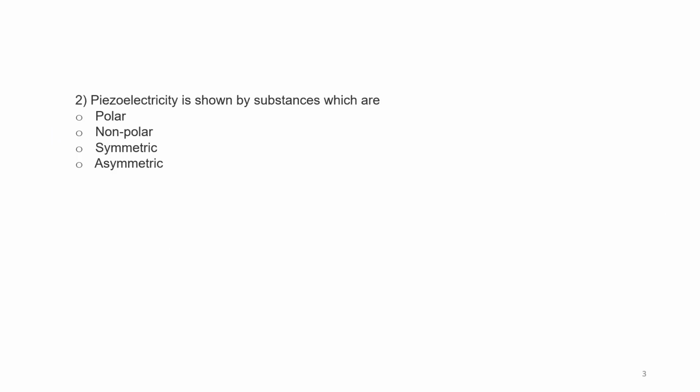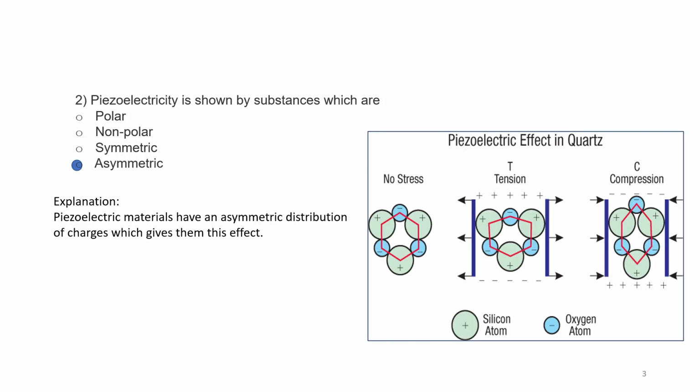Next question is, piezoelectricity is shown by substances which are, your options are polar, non-polar, symmetric or asymmetric. So piezoelectricity we also studied in case of your smart materials. In that I told that some materials which have asymmetric distribution of charges, on application of some stress they might show some redistribution of charges, showing some polarization. So the answer will be asymmetric. So piezoelectric materials have an asymmetric distribution of charges which gives them this type of effect.